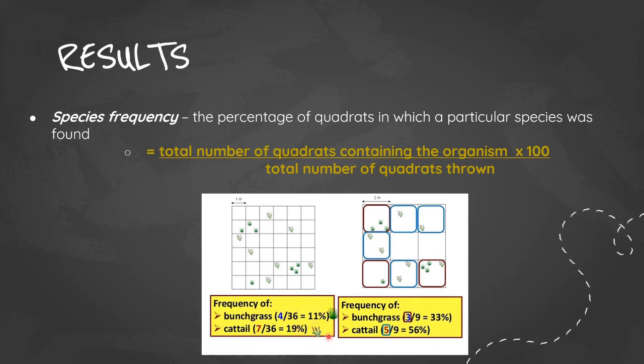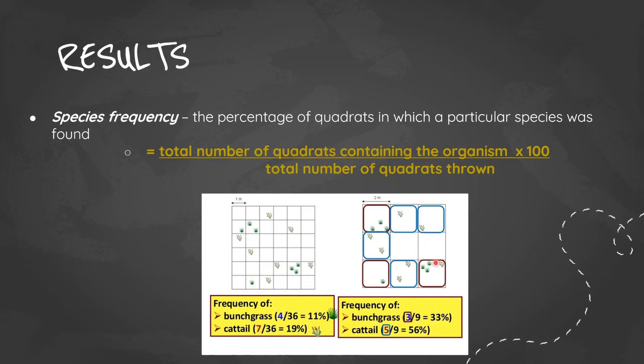Let's look at the cattail. How many quadrats contain the cattail? 1, 2, 3, 4, 5, 6, 7. So 7 quadrats. So 7 out of 36, that's about 19%.